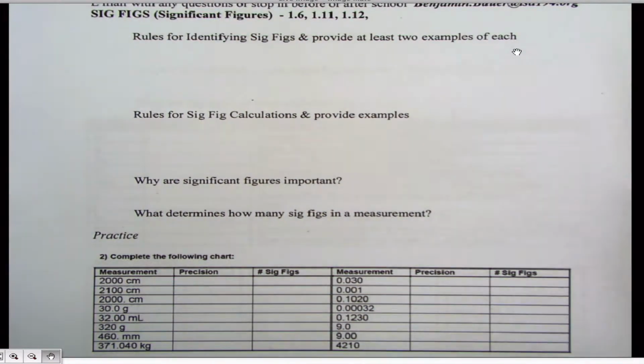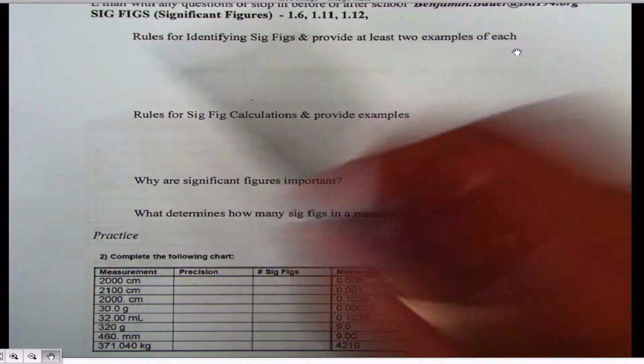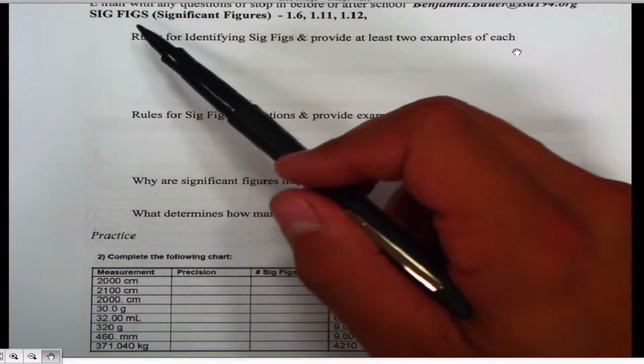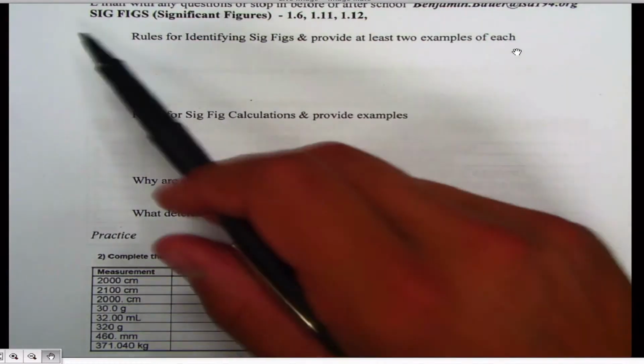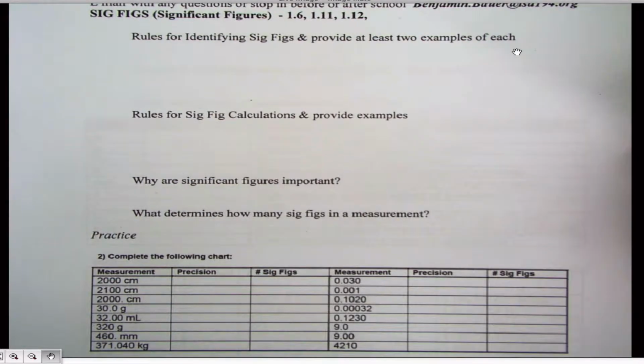All right, so here's what we're going to talk about now. We're talking about significant figures, otherwise called sig figs, or even sig digs, significant digits. They really mean the same thing. Sig figs or sig digs, significant figures, significant digits, same term. Don't worry too much about it.